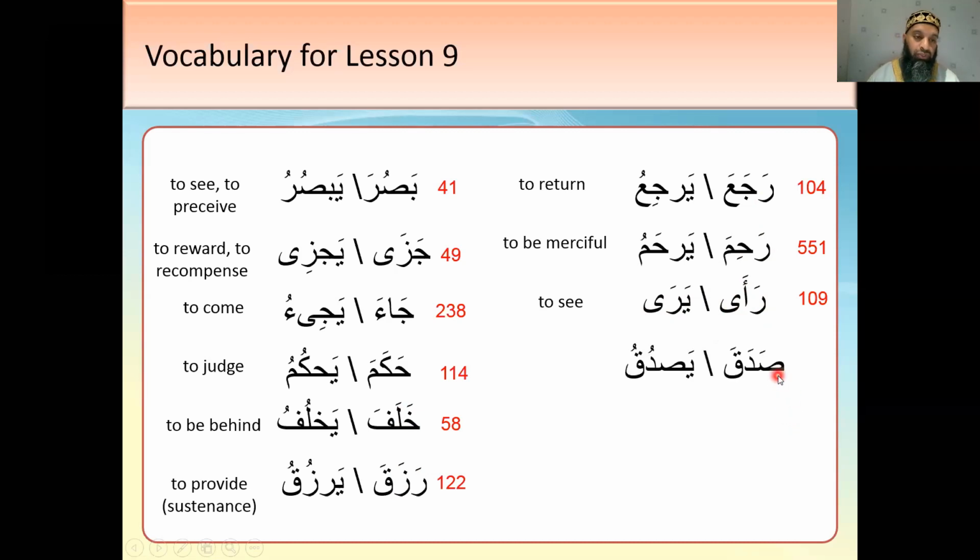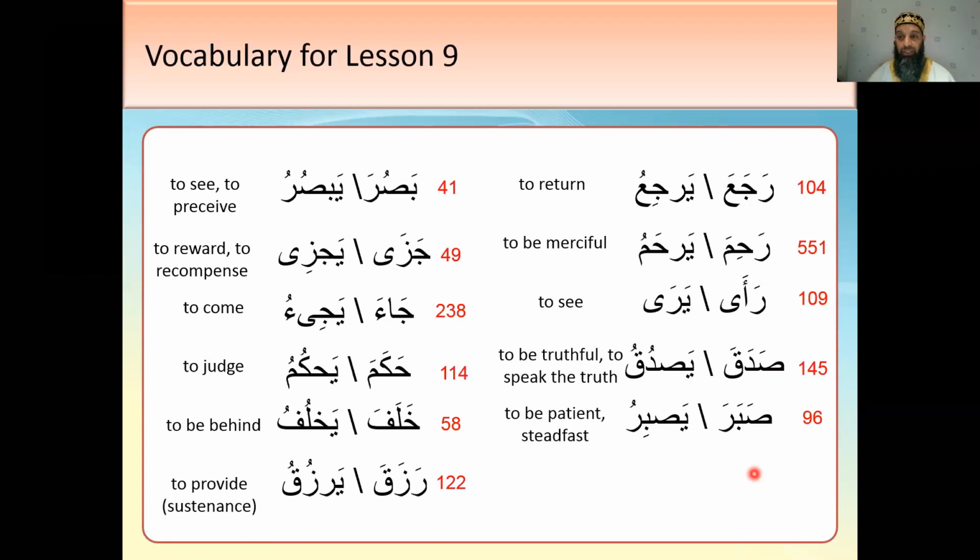Sadaqa yasduqu. What is sadaqa yasduqu? To be truthful, to speak the truth. Abu Bakr Siddiq radiallahu anhu. Yeah? Siddiq, Sadiq. Good. Sabara yasbiru. You're told. Good. Sabr. Good. To be patient, steadfast.